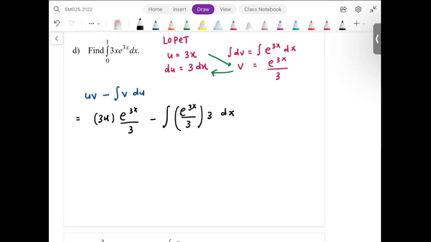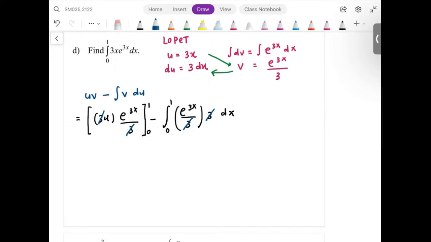Next part, simplify apa yang boleh. Okay, so kat sini kita tak perlu tukar limit because everything still in term of x. So for the first function, we already settle with that part. So you can straight away substitute our limit there. And then for the second part, we still have to integrate this. So don't forget to write your limit from 0 up to 1. Okay, next, simplify apa yang boleh. We can cancel out 3 there.